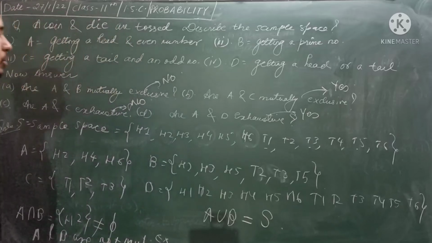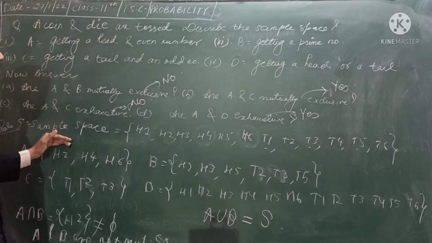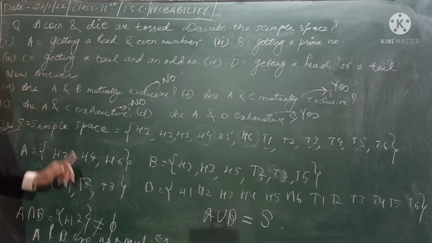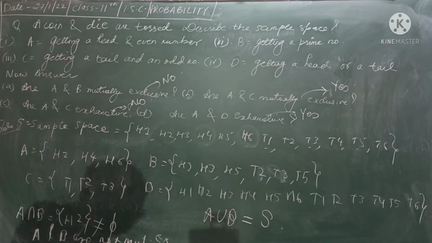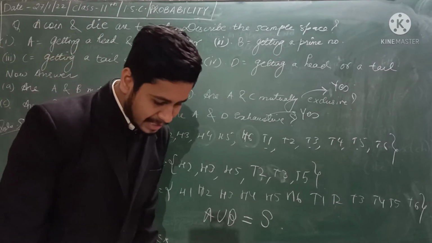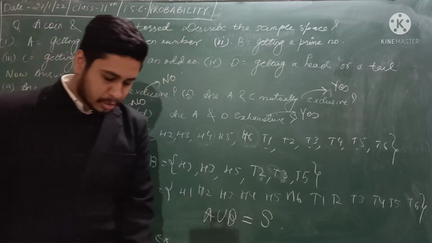So this is how you have to do. From the experiment you draw the sample space, with the events you write their subsets, and with the questions you solve the answer. I hope this criteria is clear to you. Okay. Now if you go to the next exercise, that is the axiomatic approach of probability. Okay, let's do this question.